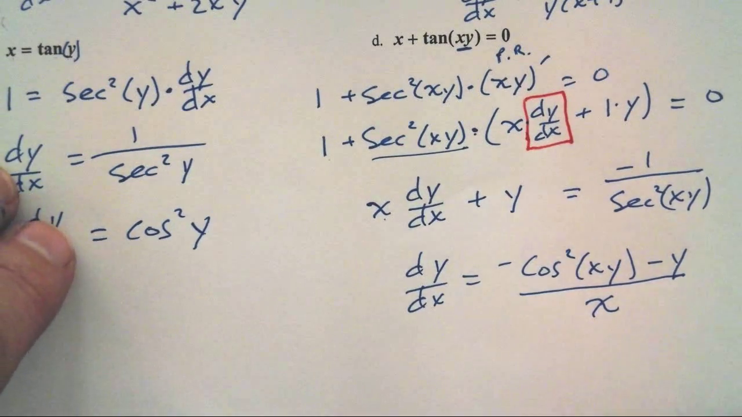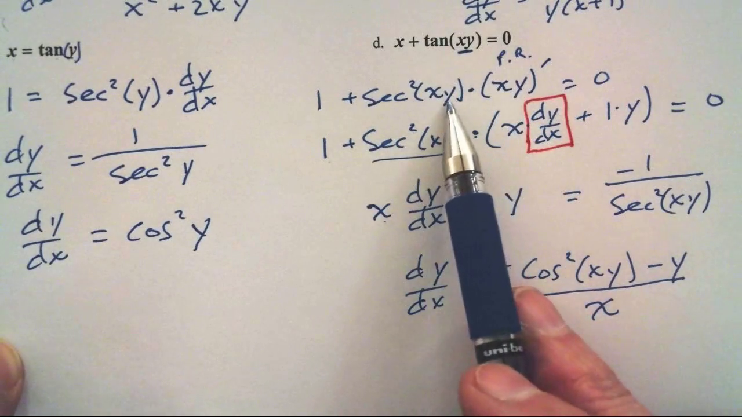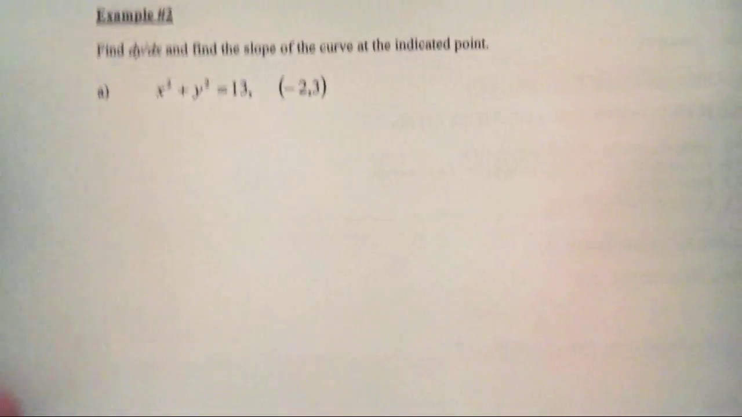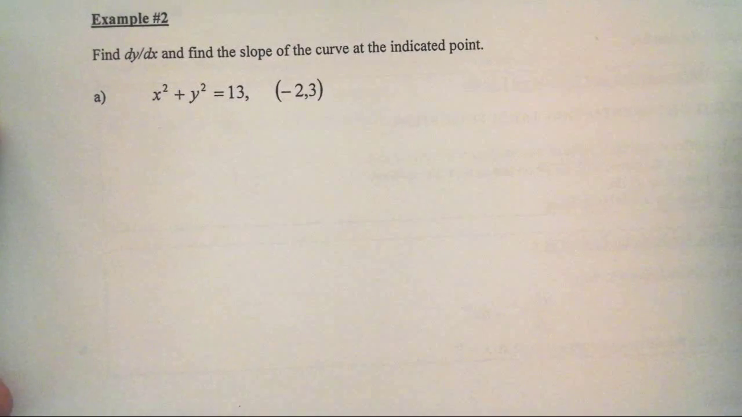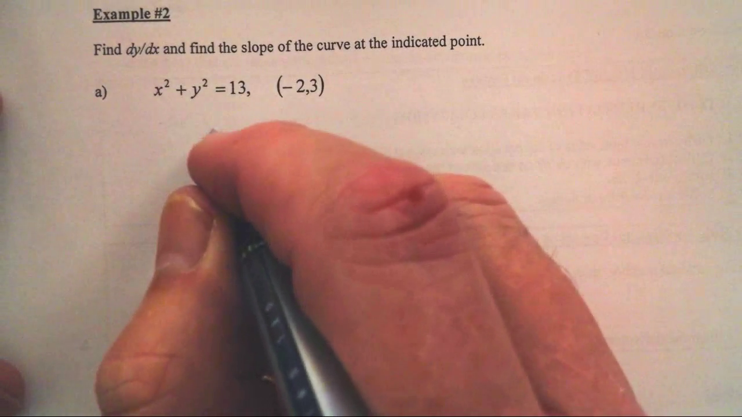So hopefully the biggie is you're catching on, understanding that when we take a derivative with a y in there, we're going to end up with a dy/dx. Hopefully you're understanding the chain rule portion of that. Let's take a look at a couple more problems here. Find dy/dx and find the slopes. Kind of a cool problem here.